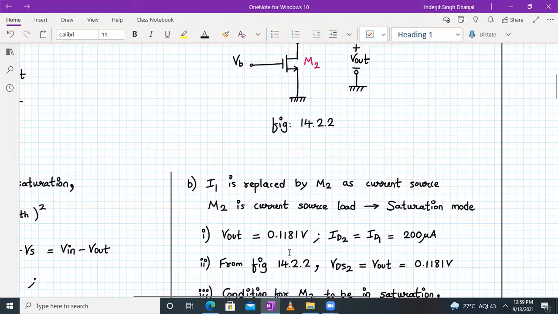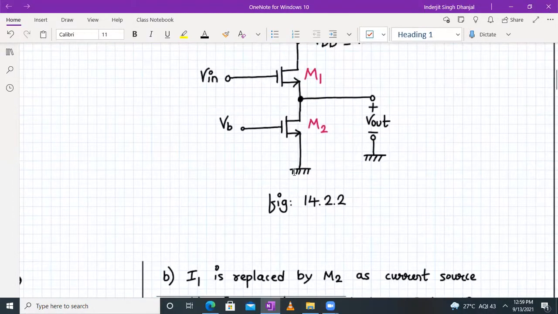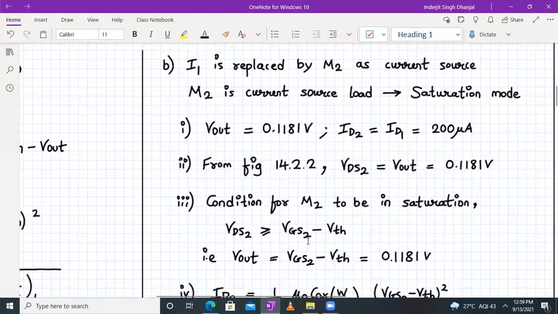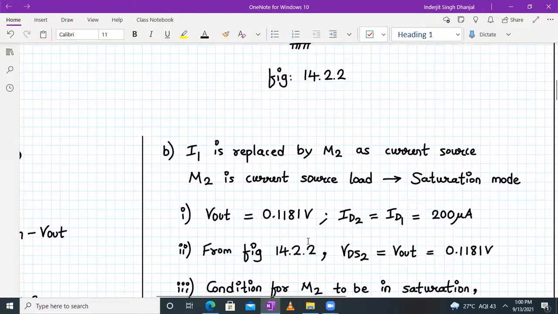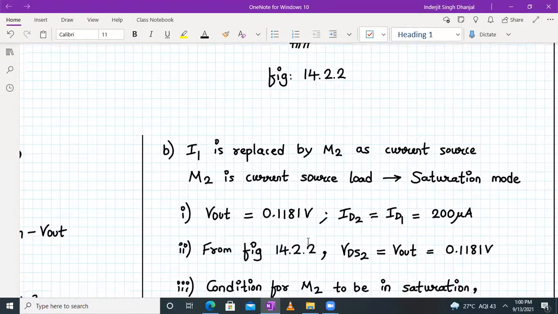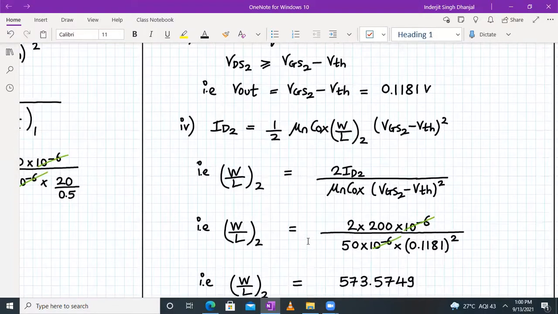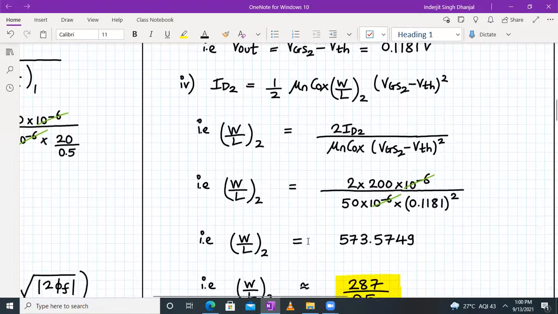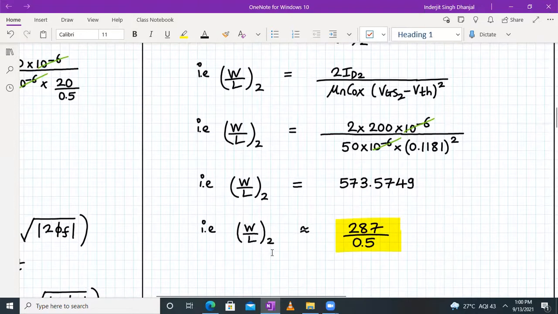Vout was calculated from the previous result, and we found that Vout is equal to VDS2 for the M2 transistor. We wrote the condition Vout should be equal to VGS2 minus VTH, which was 0.1181. Now we have written the formula for drain current, and from there we isolated the term W by L of 2. We have all the values: VGS2 minus VTH was 0.1181 squared, and we finally got the value of W by L of 2 as 287 divided by 0.5.